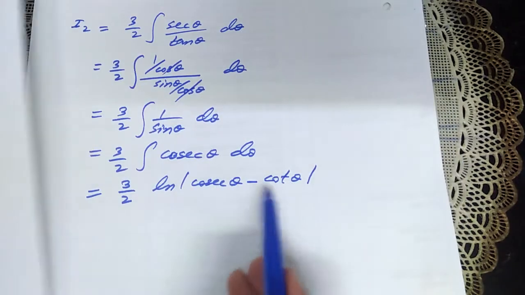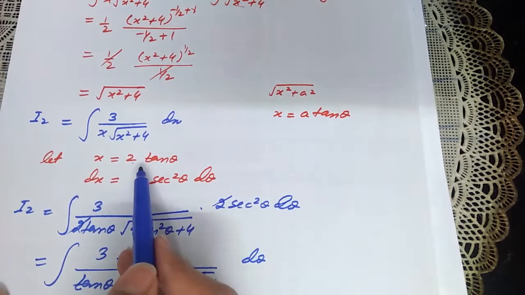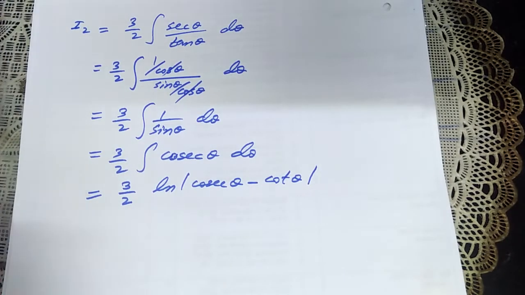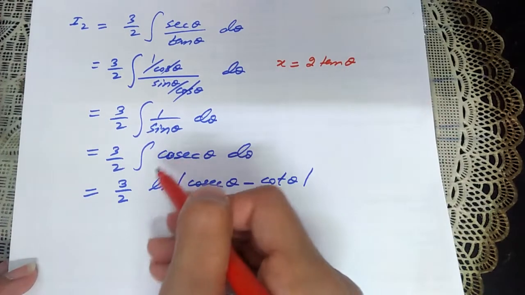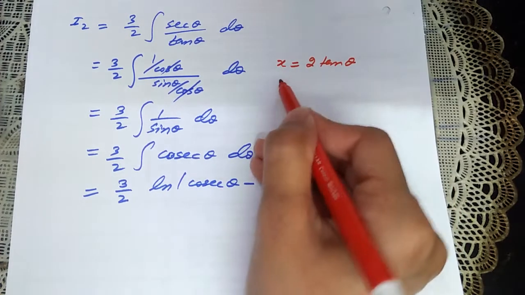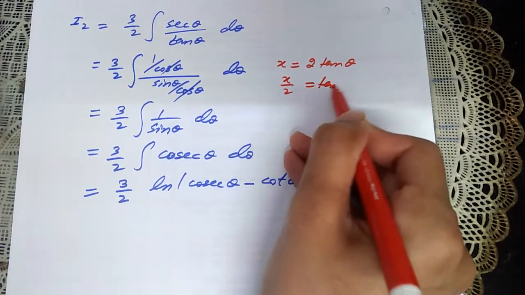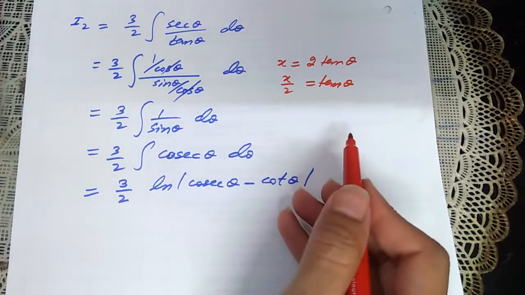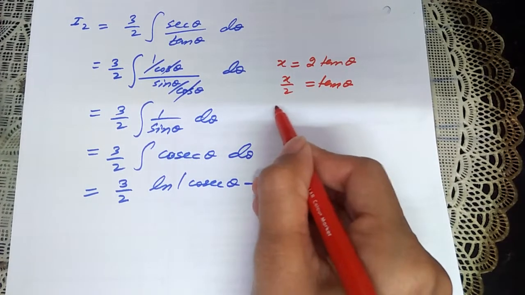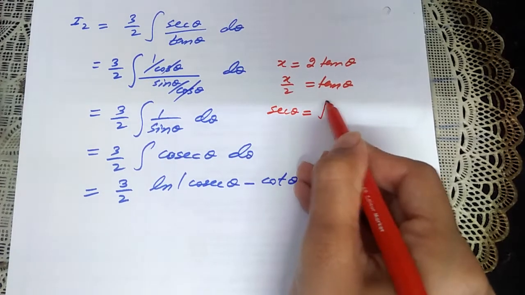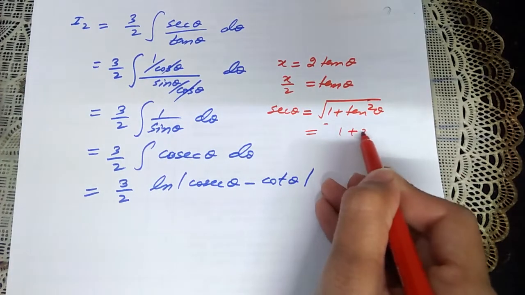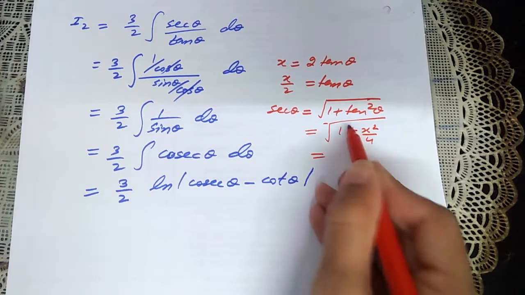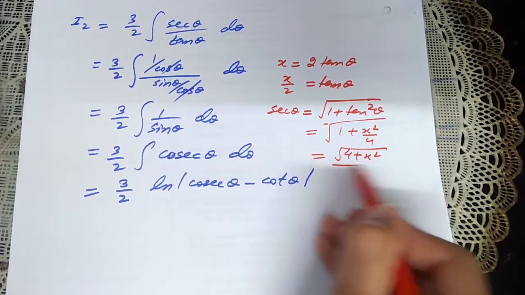Now our question, we started from the variable x and now it is in the variable theta, so we need to convert it. For that purpose, we know that at the start we supposed x equals 2 tangent theta. Now we can write it like x over 2 equals tangent of theta. So from here we can take out the value of secant theta, that is equal to under root 1 plus tangent square of theta. So it will be equal to under root 1 plus x square over 4. So it will be equal to under root 4 plus x square over 2.